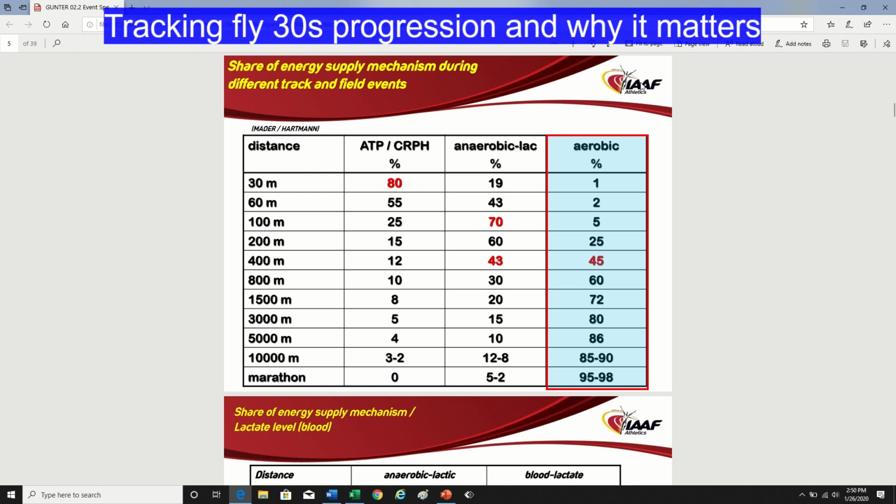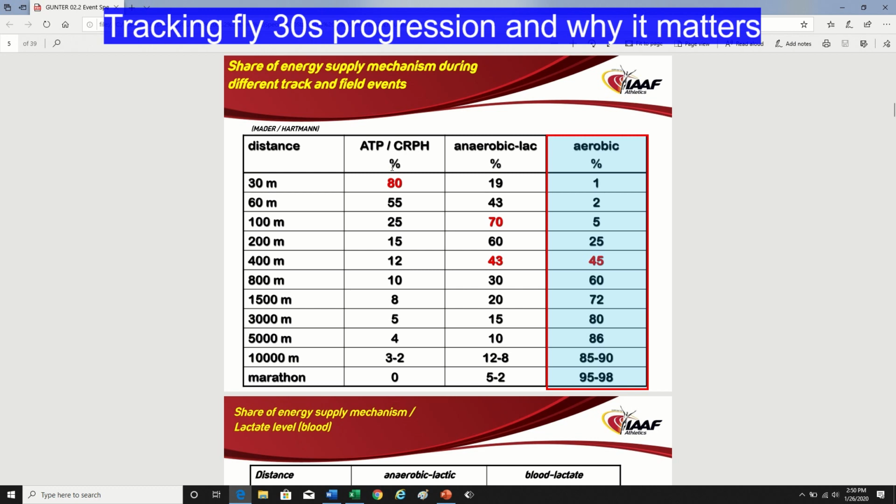this is from the IAAF Coaches Education Curriculum. It's based on a study by Matter and Hartman that was done just last year, a groundbreaking study that looks at the percentage of energy for different race distances from the three main energy systems. It's a misnomer to say three main energy systems because these are all activated at the same time, but it's about what mechanism is recharging the ATP for the most part in these different areas.